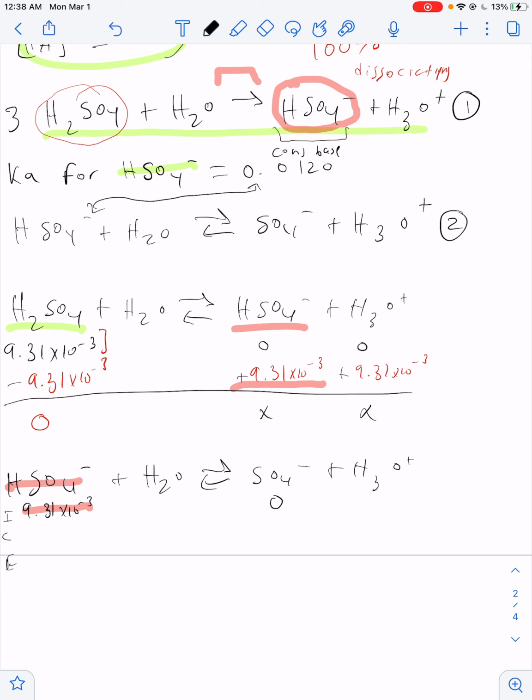And this H3O plus is also 9.31 times 10 to the negative 3, again, from right here. Okay, now that we have that, oops, I wrote the wrong thing here. This should be minus x plus x plus x. So we have 9.31 times 10 to the negative 3 minus x, 9.31 times 10 to the negative 3 plus x.